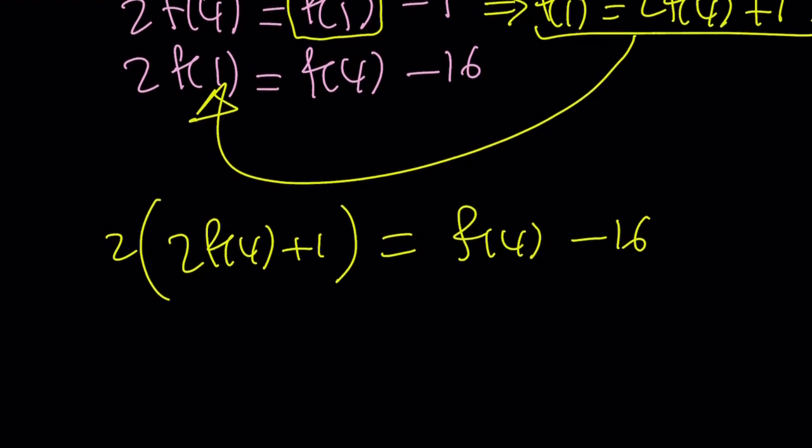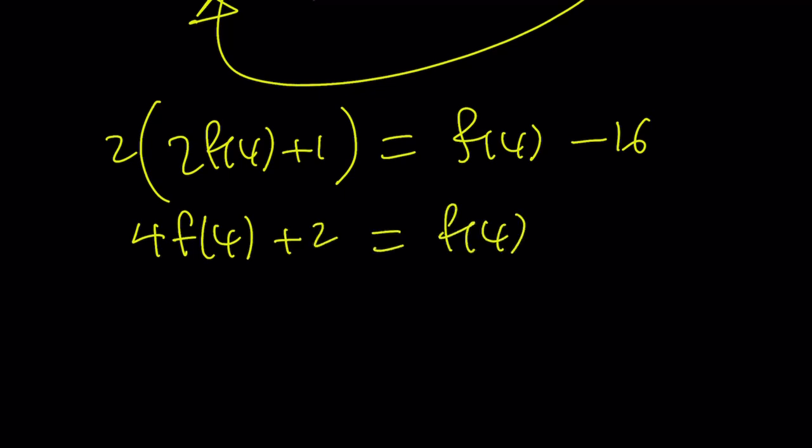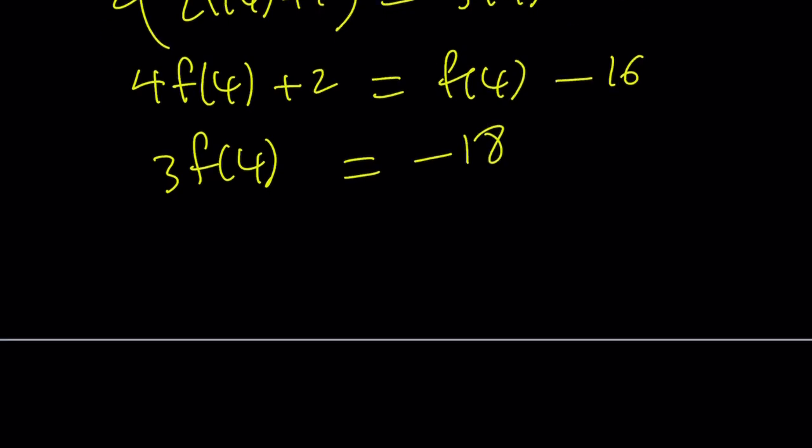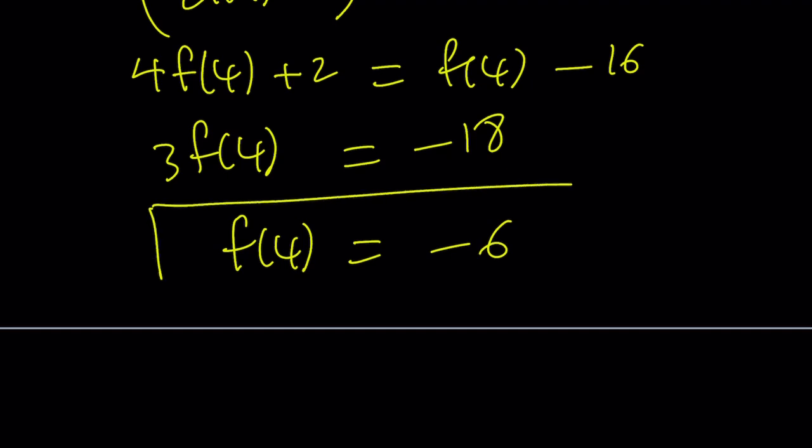And if you don't like the fact that I keep saying f of 1 is a variable, f of 4 is a variable, you can replace f of 1 with a and f of 4 with b, and then just solve for b. Let's go ahead and distribute: 2 times f of 4 plus 2 equals f of 4 minus 16. If you subtract f of 4, you get 3f of 4 equals negative 16 minus 2, which is negative 18. And from here, you get f of 4 equals negative 6. Make sense? Okay, great. So that gave us the answer.